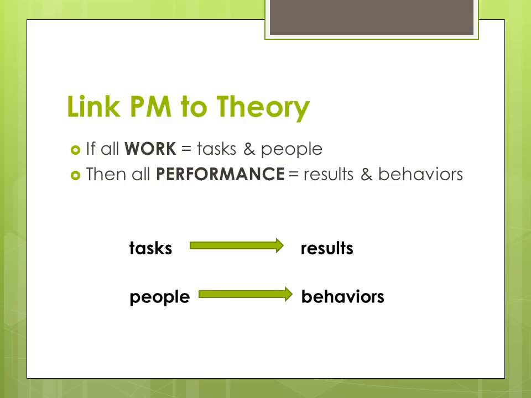So let's think back to one of the theories. If all work equals tasks and people, as we studied earlier in this course, then one might say that all performance is results and behaviors. And the reality is that we kind of look at things as mapping the two together. When you look at work in total, if tasks drive results and people are what drive behaviors, then it makes sense that if you're trying to improve the tasks of work, you focus on the results.